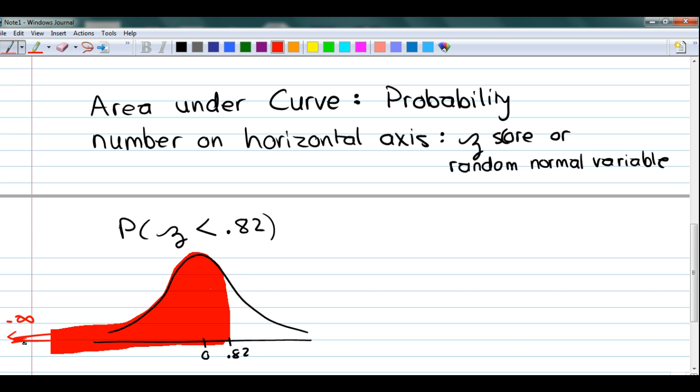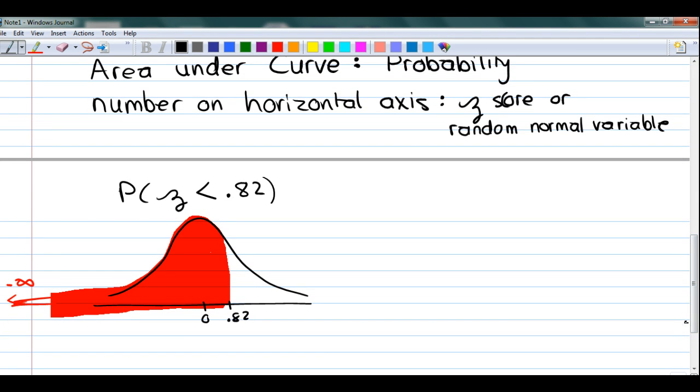But my calculator doesn't have a negative infinity key. So I'll have to make up a really small number. I might say my lower bound is negative 100. That's going to be plenty good enough. As long as I'm at least 5 standard deviations below the mean, I'm probably going to be close enough to negative infinity in most cases. Not always. But negative 100, well, I have definitely overkill here.